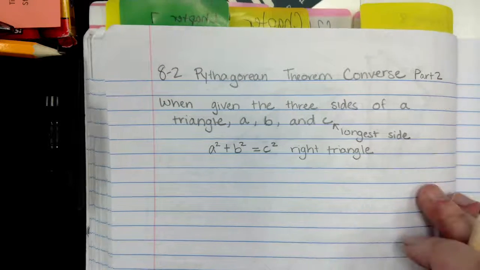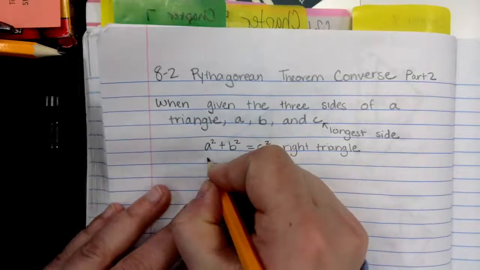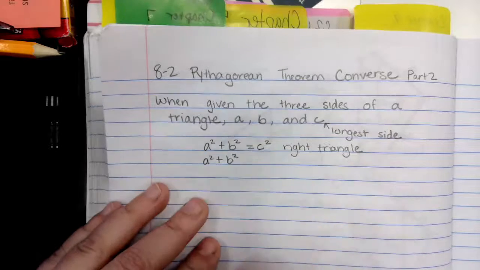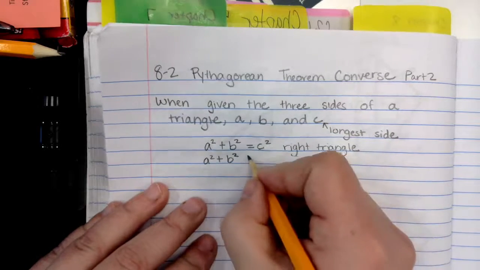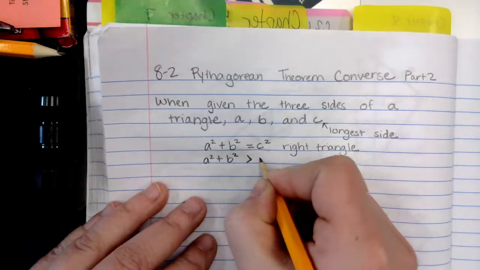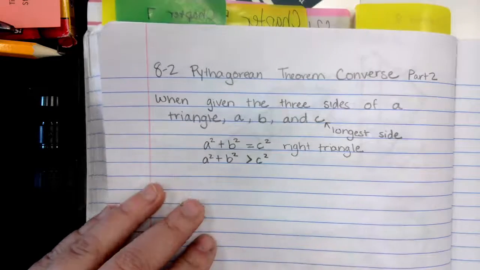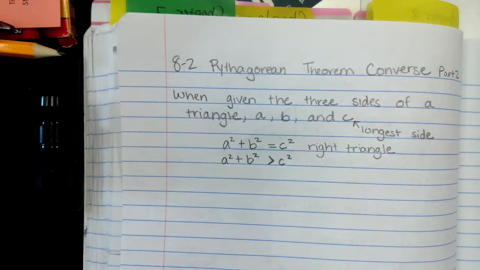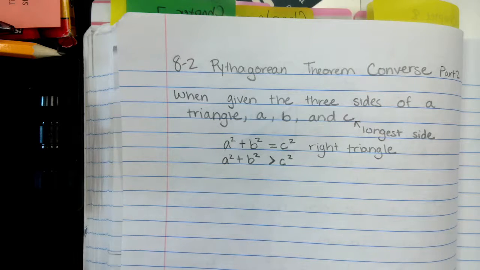A squared plus b squared is greater than c squared. So it doesn't equal. If it doesn't equal, we know it's not a right triangle. But if it's greater than c squared, that's going to give us an acute triangle.